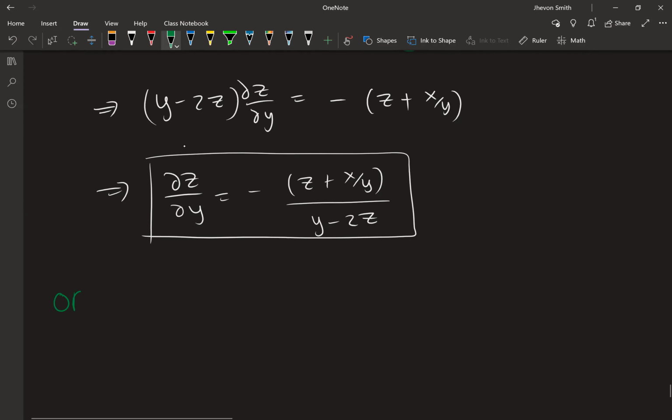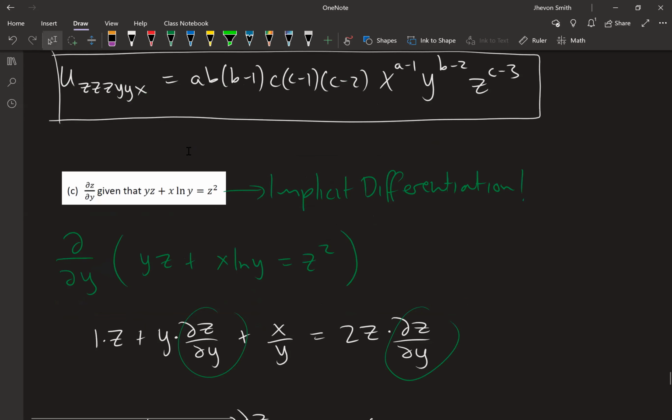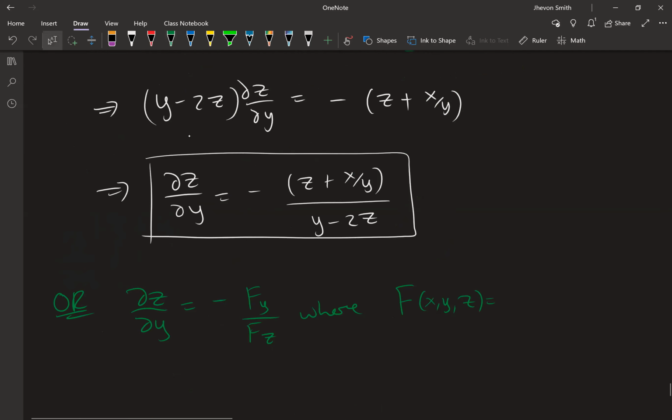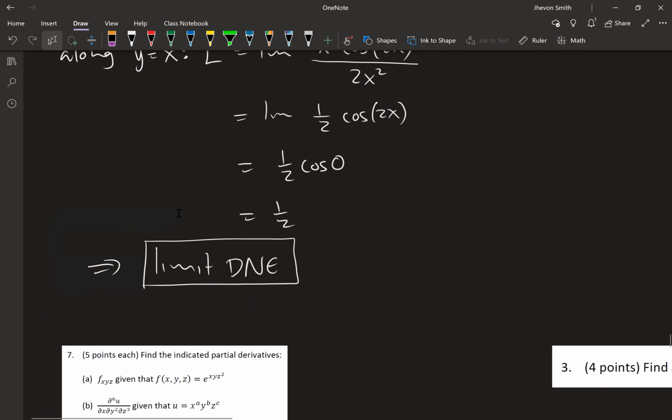Or you could use the formula. You could use that partial z partial y is the same as minus fy over fz, where your f of x, y, z is going to be, well, you bring everyone to one side. You don't have to know that way though. That's a formula that you're going to learn in the next class. So yeah.